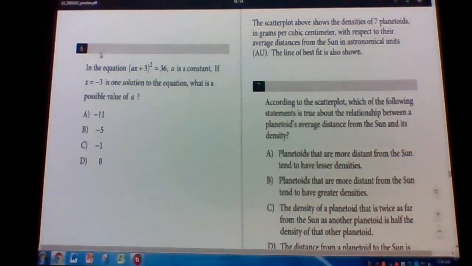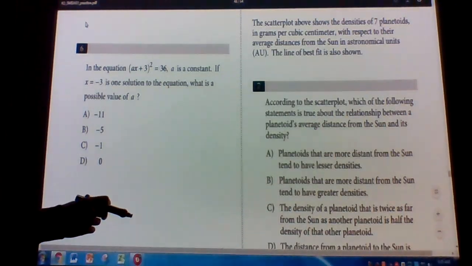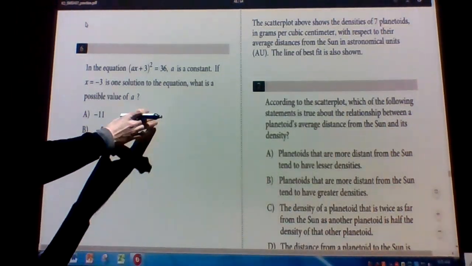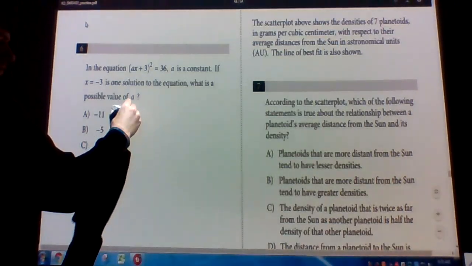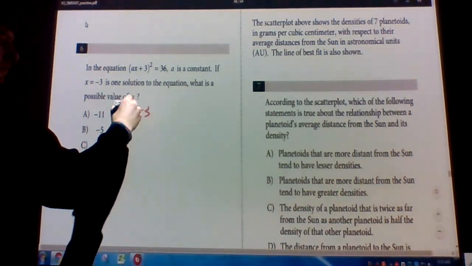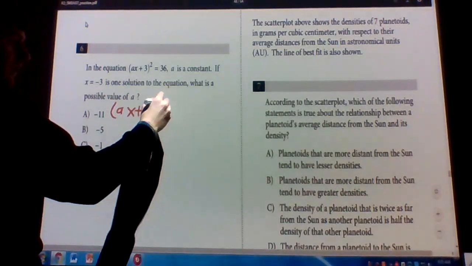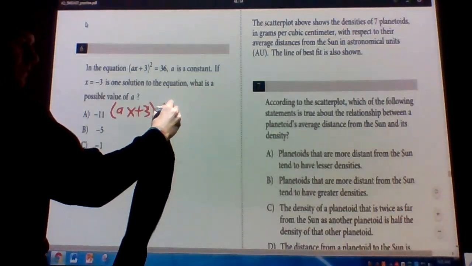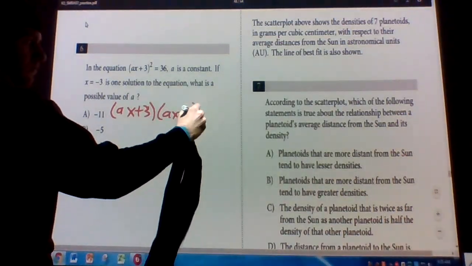Number 6, in the equation ax plus 3 squared equals 36, a is a constant. If x equals negative 3 is one solution to the equation, what is a possible value of a? So we have ax plus 3 squared, right? That's really ax plus 3 times ax plus 3.